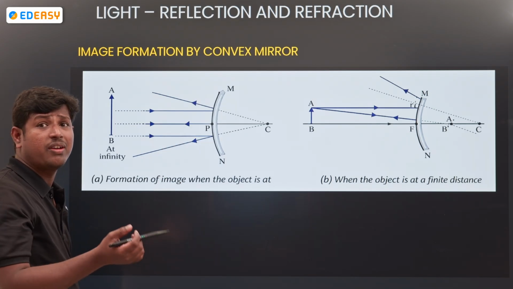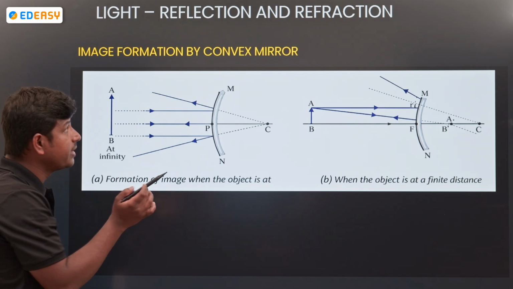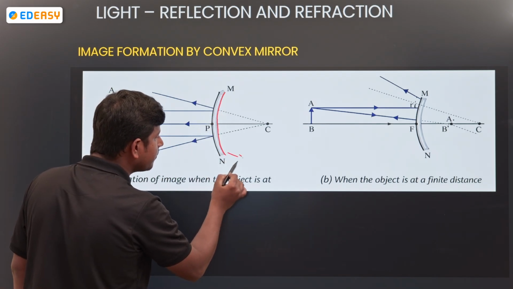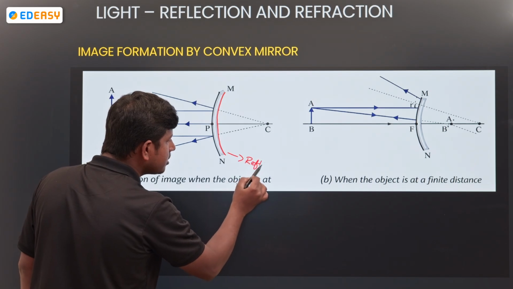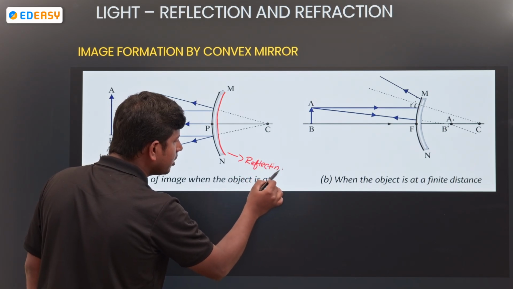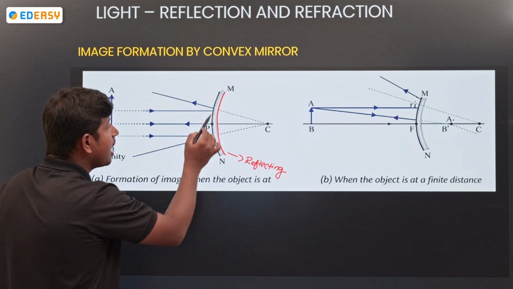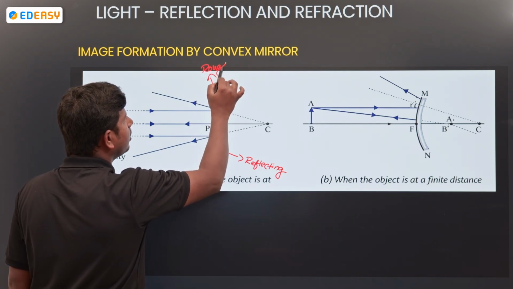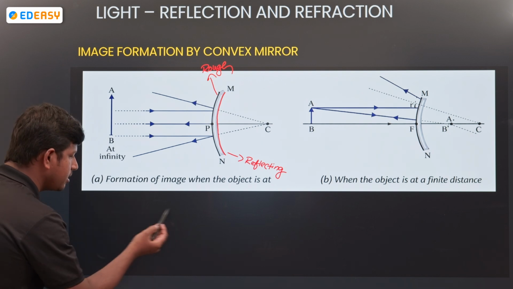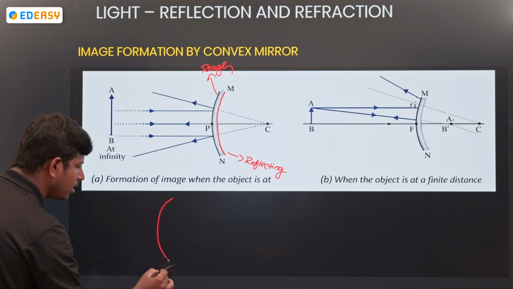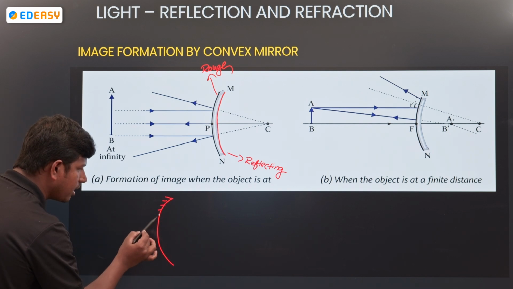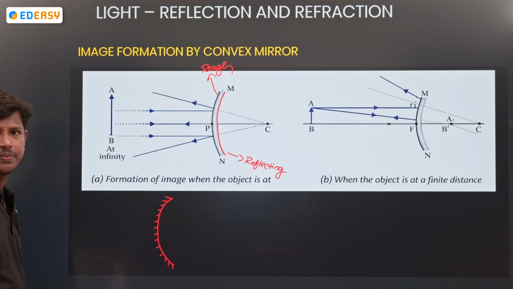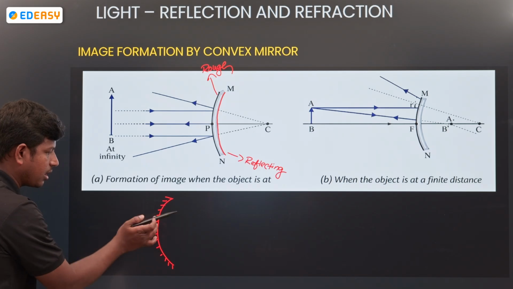How do I identify whether it is a concave mirror or a convex mirror? See, this is the reflecting surface. And here this is the rough surface, so we have to mark the rough surface. See, I am taking a mirror. I am marking the rough surface like this.